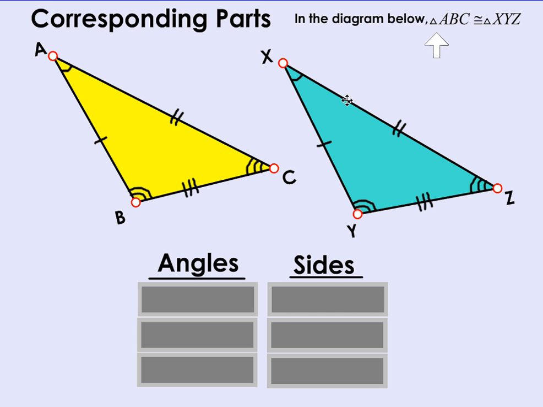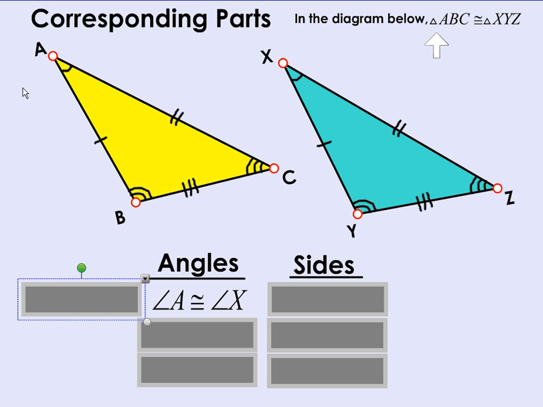So what we're going to do now is identify the corresponding angles, and we're also going to identify the corresponding sides. Since these triangles are said to be congruent, we know that the angles and sides that correspond to one another are also going to be congruent. So let's take a look at the angles first.